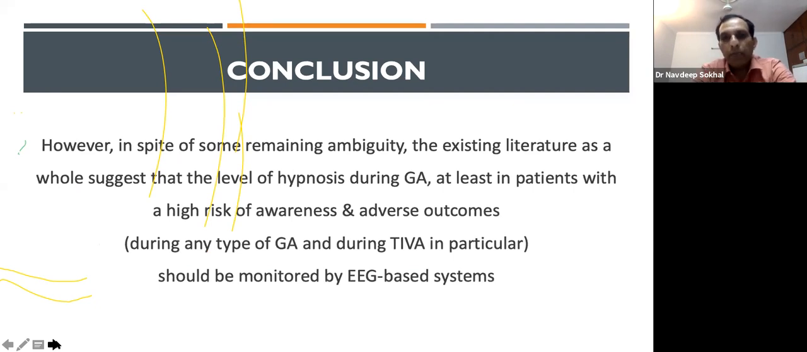However, in spite of some remaining ambiguity, the existing literature as a whole suggests that the level of hypnosis during anesthesia, at least in patients with a high risk of awareness and adverse outcome, should be monitored by an EEG-based system. Though we do not have a recommendation for routine use from any of the societies or guidelines, in patients with a high risk of awareness, in various surgeries, those likely to have adverse outcomes, and in patients where you cannot monitor depth of anesthesia using end-tidal carbon dioxide or end-tidal anesthetic gases, as in TIVA, monitoring using an EEG-based system should be helpful, or is helpful.